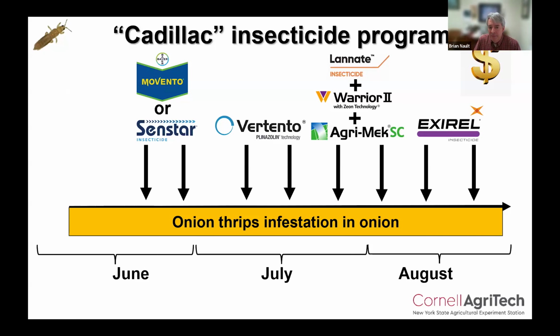Start off with Movento, then you go to Vertento. If you have a late maturing variety where you know you still have 30 days before harvest, you could use the trifecta, the Lanate plus Warrior plus Agromec. And then you finish off with your Exral, maybe a pint per acre. That's your Cadillac. That works.